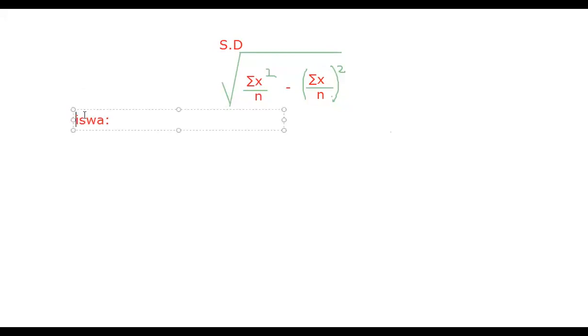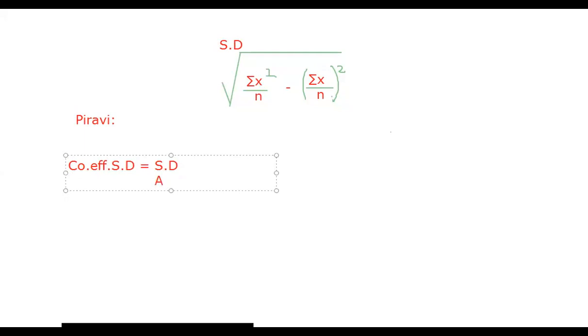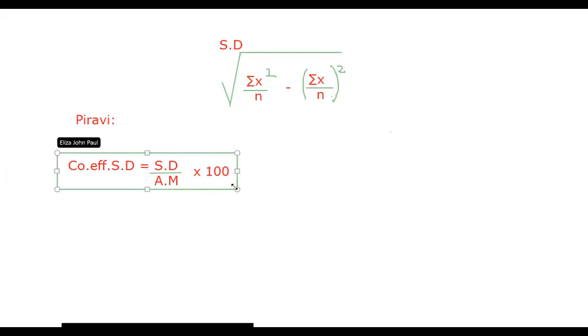So first we will go for Pravi. So what is the formula for coefficient of standard deviation? Coefficient of standard deviation is equal to standard deviation divided by arithmetic mean, that is our x bar, into 100. Don't get confused. So this is the formula for identifying coefficient of standard deviation. We will apply this for both Pravi and Vishwa, and whoever gets a higher value, we will make them the most reliable person.